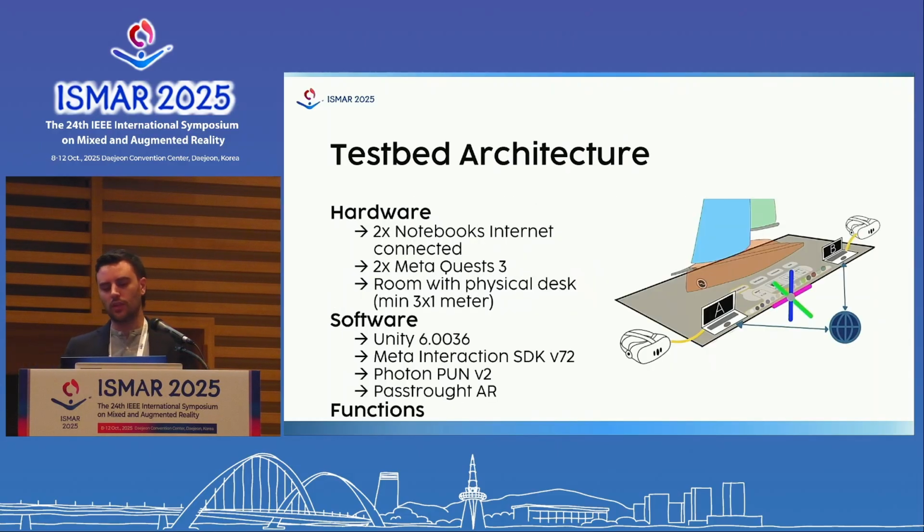The hardware setup includes two notebooks connected by internet, two Meta Quest 3 headsets, and a physical desk of at least 3 by 1 meters. The software uses Unity and Photon PUN for the connection and streaming, and supports shared 3D product model spatial anchoring. This setup allows users to view and interact with the product and configuration in real time, providing a seamless experience. MR-COCO is built around three fundamental features.